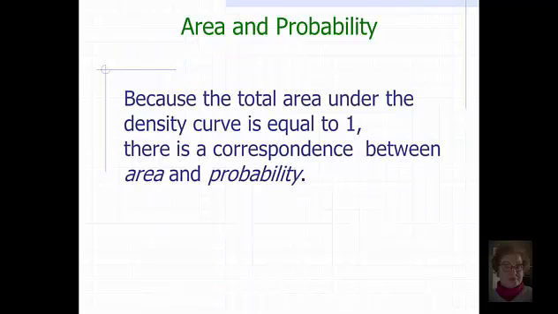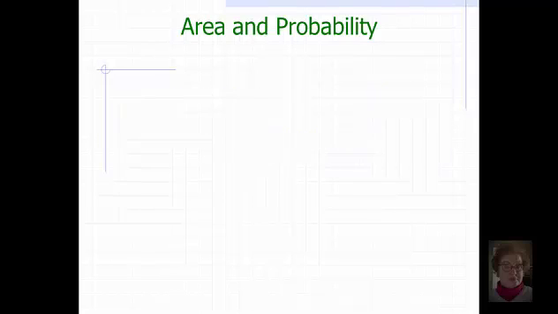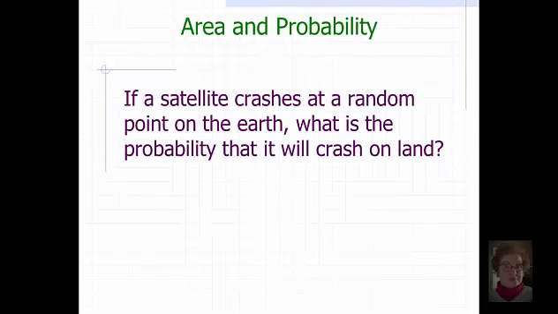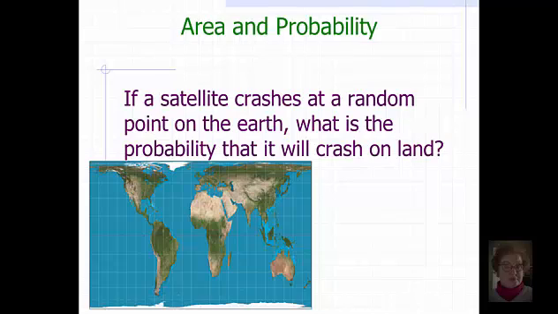And because the total area under the curve is equal to 1, there's a direct correspondence between area under the curve and the probability, because the probability of all possible events is always equal to 1. For example, if a satellite crashes at random on the Earth, what's the probability that it will crash on land? Well, we have to do some research here. So we need to look at the map.